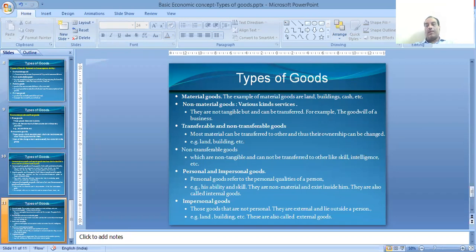Then transferable and non-transferable goods. Most material goods can be transferred to others, and thus their ownership can be changed. So this is the transfer. We transfer the ownership of that product, that good, like land, building, etc. And the non-transferable goods are those which are intangible and cannot be transferred to others, like skill, intelligence, etc.